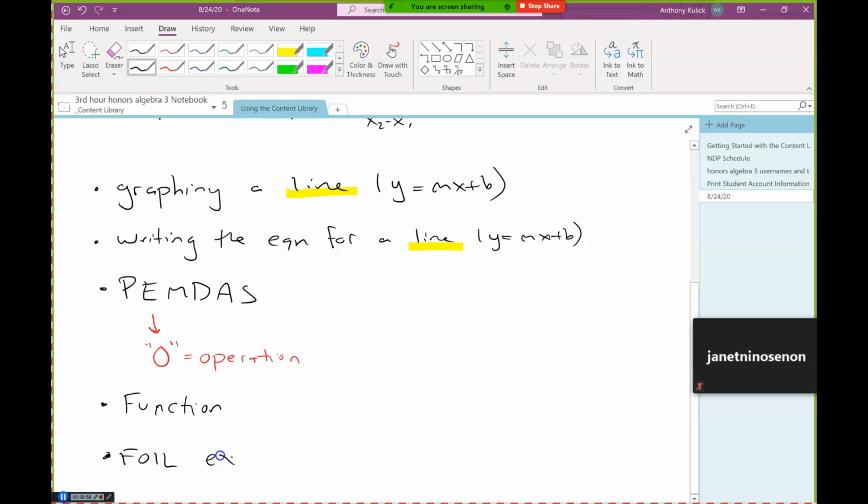And foiling is just an acronym describing how you multiply two binomials together. So it stands for first, outer, inner, last. So we multiply the first terms together, and then the outer terms, and then the inner terms, and then the last terms.